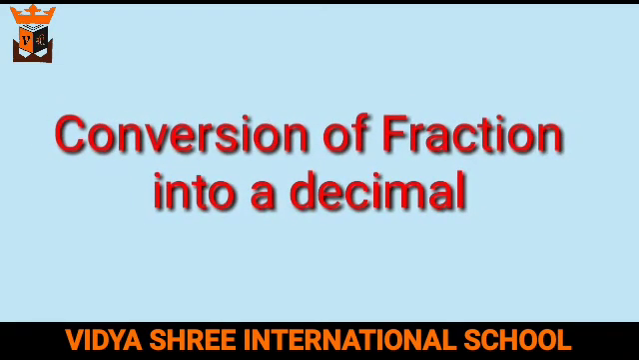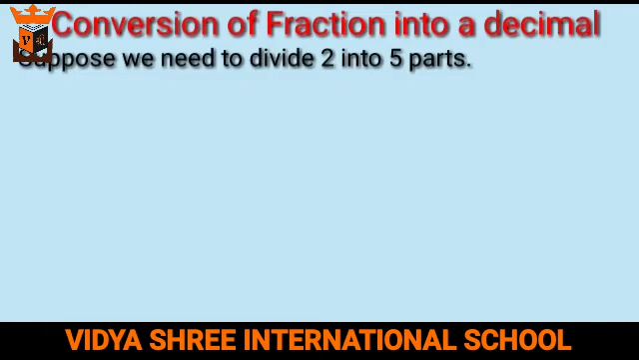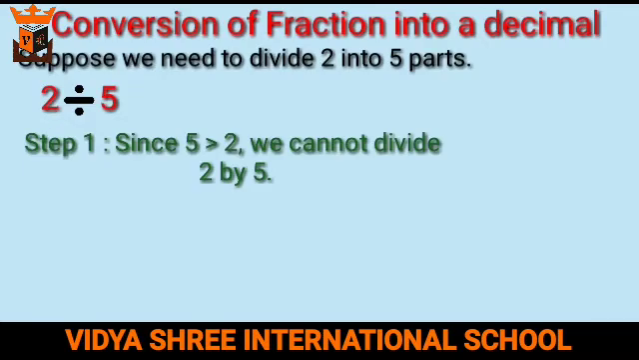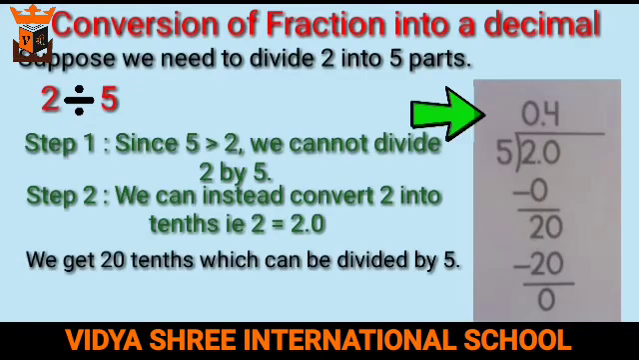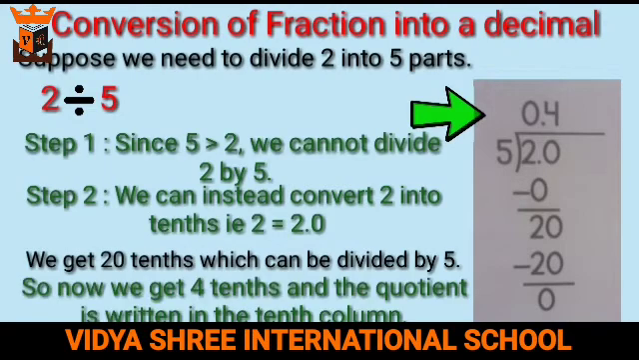Conversion of a fraction into a decimal. Suppose we need to divide 2 into 5 parts. 2 divided by 5. Since 5 is greater than 2, we cannot divide 2 by 5. We can instead convert 2 into tenths. We get 20 tenths, which can be divided by 5. So now we get 4 tenths and the quotient is written in the tenths column.